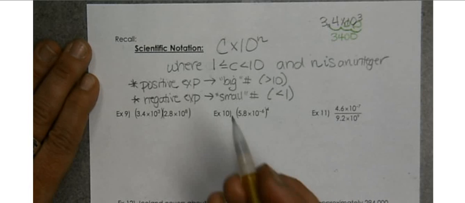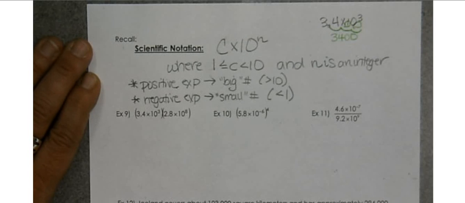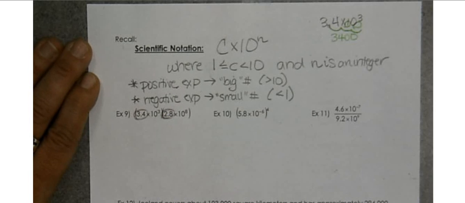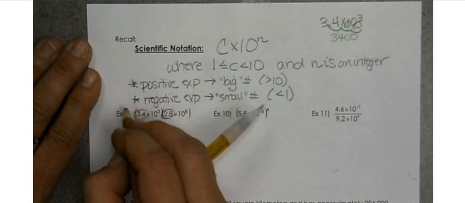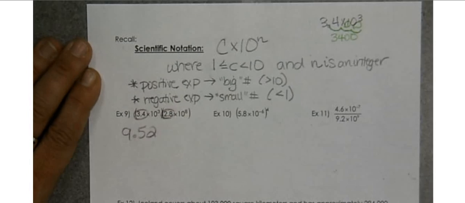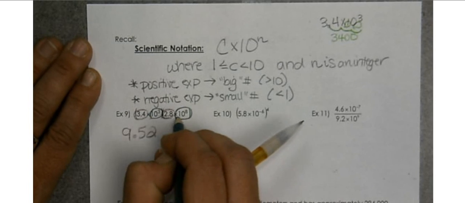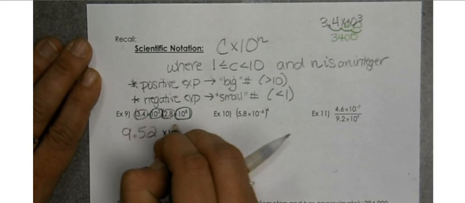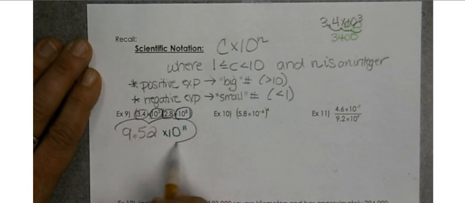Because we know that multiplication is commutative, and basically all of these things are being multiplied together. So we can multiply the regular numbers, the C values together, and take 3.4 times 2.8, and that gives me 9.52. And then I can take my powers of 10 and multiply those together. Since we're multiplying powers with the same base, we can keep the base and add the exponents. So I get 9.52 times 10 to the 11th. Then we double check, is this between 1 and 10? And it is. So that's all you had to do in example 9.